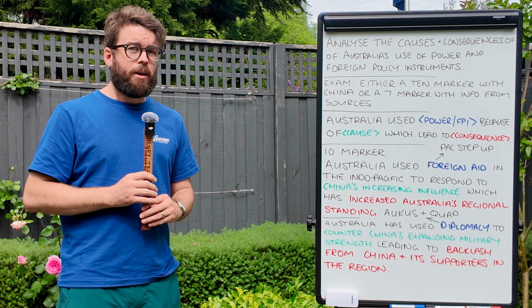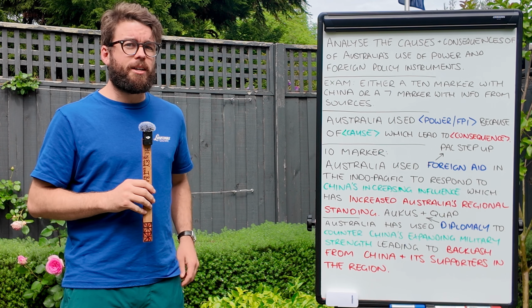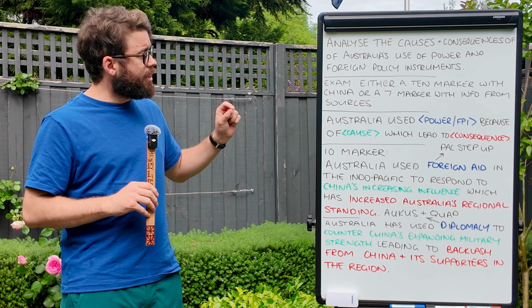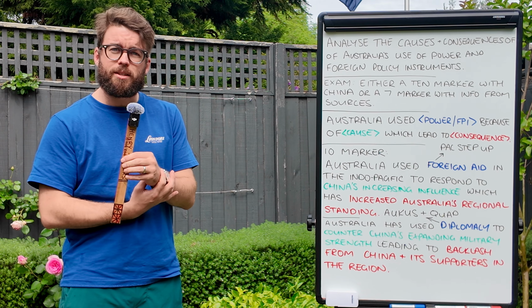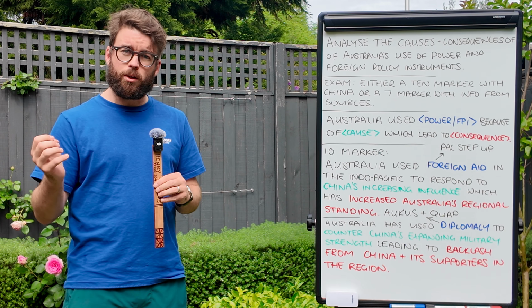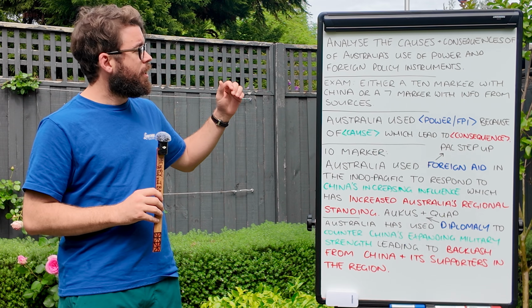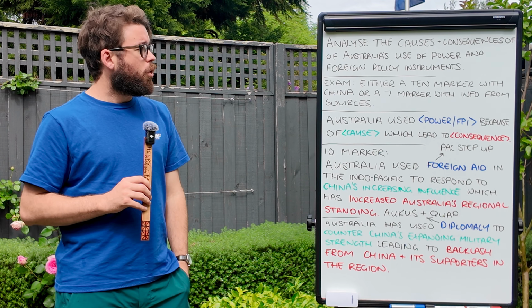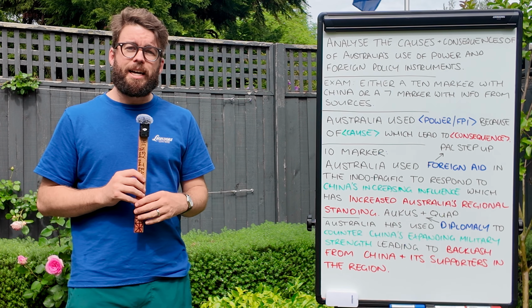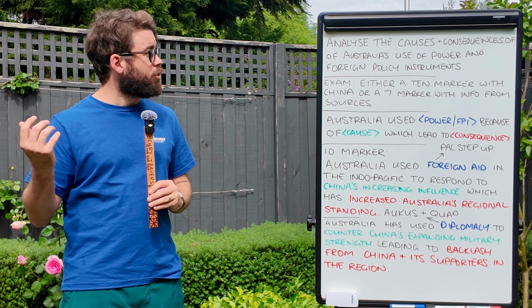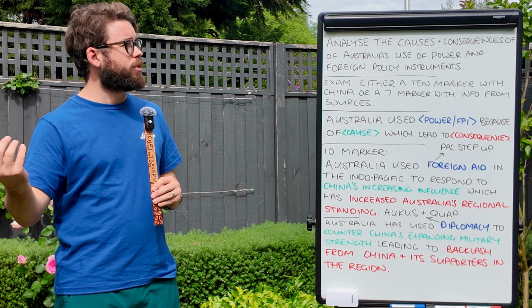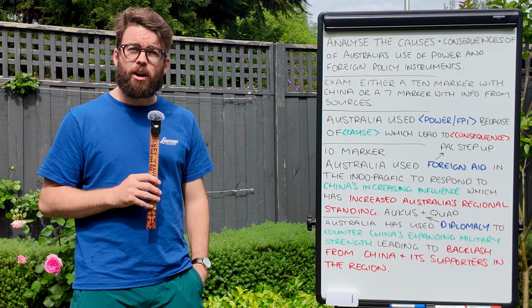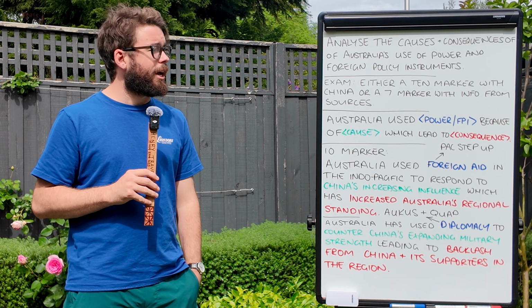It's a tricky one, but it's not so bad when we really consider where this question might get asked in the exam. So in the exam, this could come in two places, I think. It could come in the source analysis, where you could get a question that asks you to use the sources and your own knowledge to look at causes and consequences, or it could come in a 10 marker where you're looking at the causes and consequences of Australia's use of power and foreign policy alongside the causes and consequences of China's use.